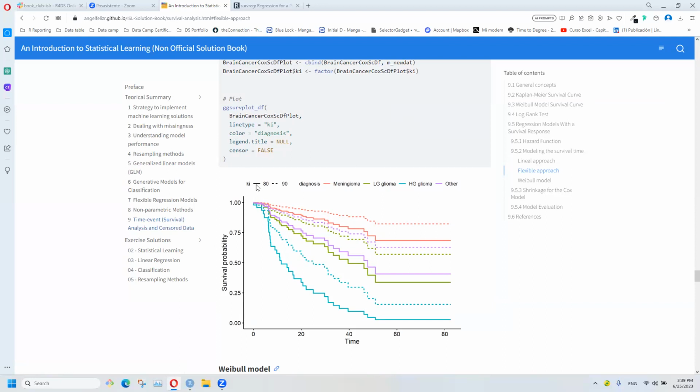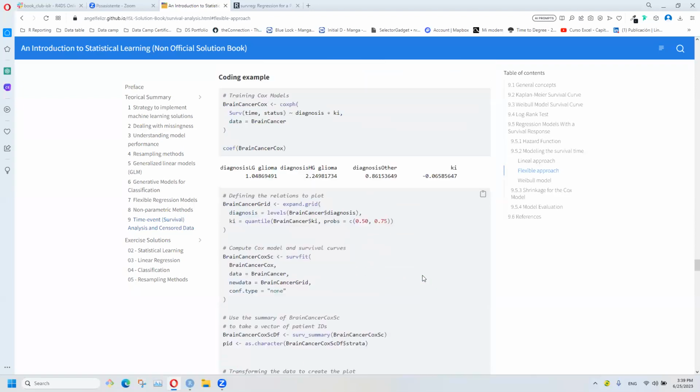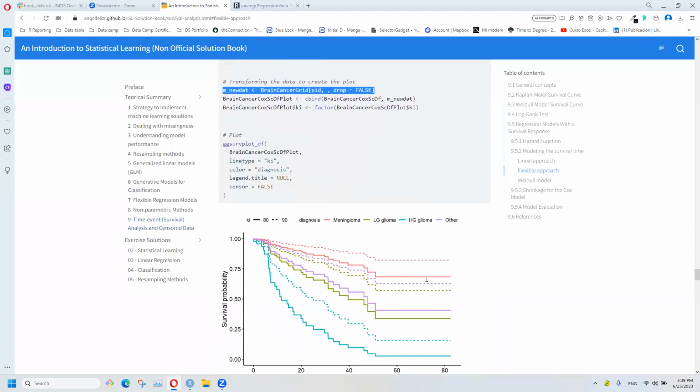So we can see that if we compare for every diagnosis, if we have a higher KPS, the chances to survive are greater in each color. And the glioma has more probability to die, as we saw in the table before.